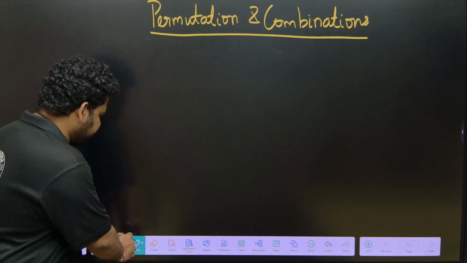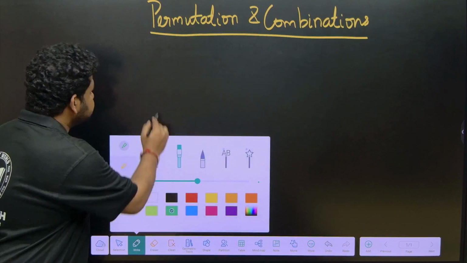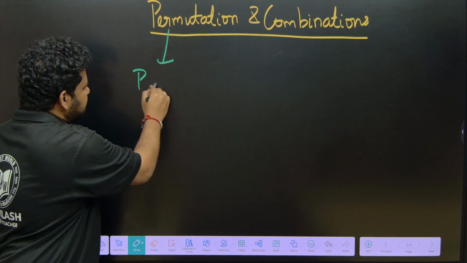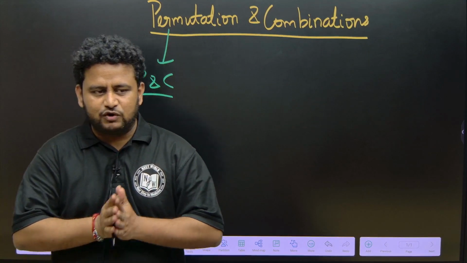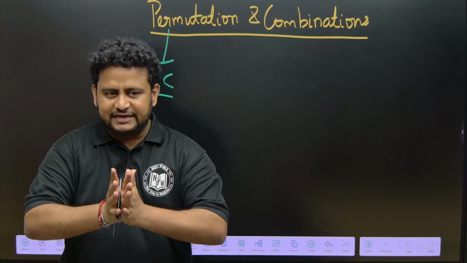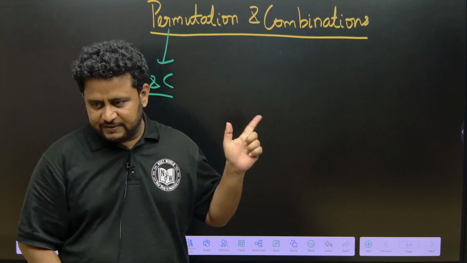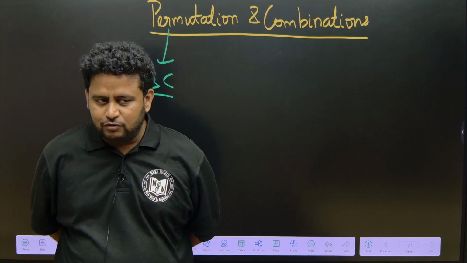We have permutation and combinations. These are also famously called P and C. So, what do you mean by permutation, what do you mean by combination? With a simple example I will tell you both of them.